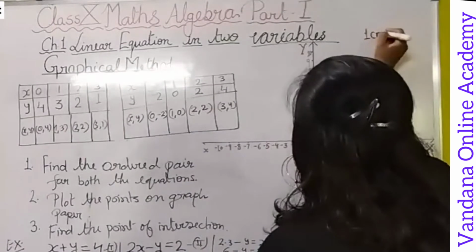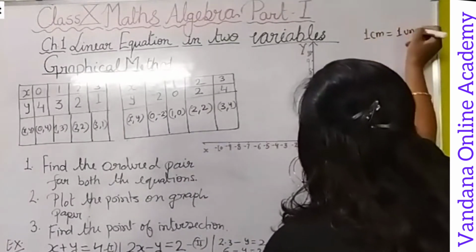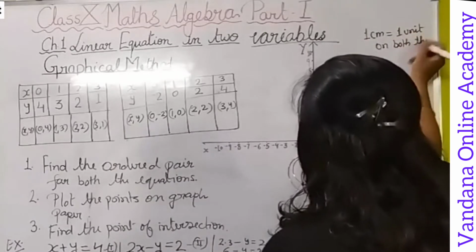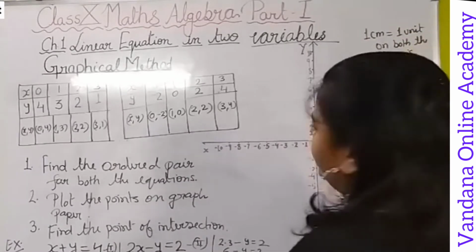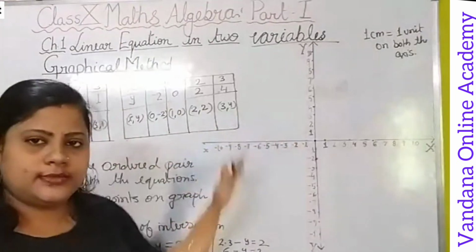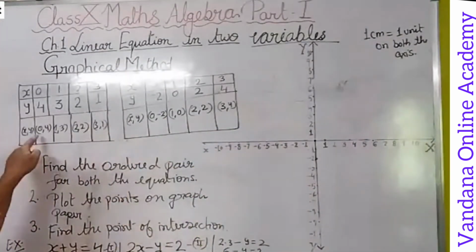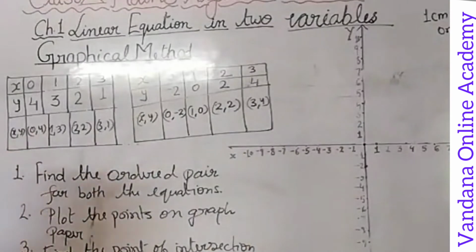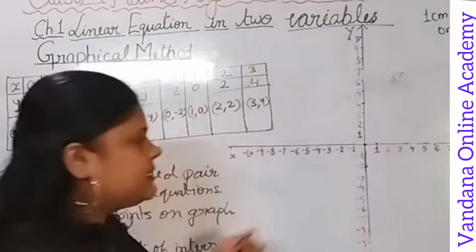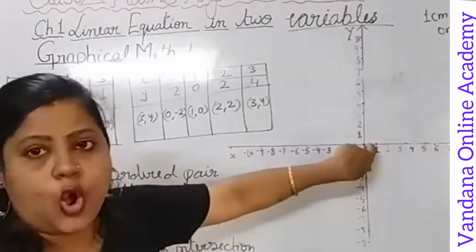That is, 1 centimeter is equal to 1 unit on both the axes. Now, these ordered pairs you need to plot on these axes. So the first point is 0 comma 4. Here 0, I mean 0 for both the axes. No, 0 is here only on the axis.